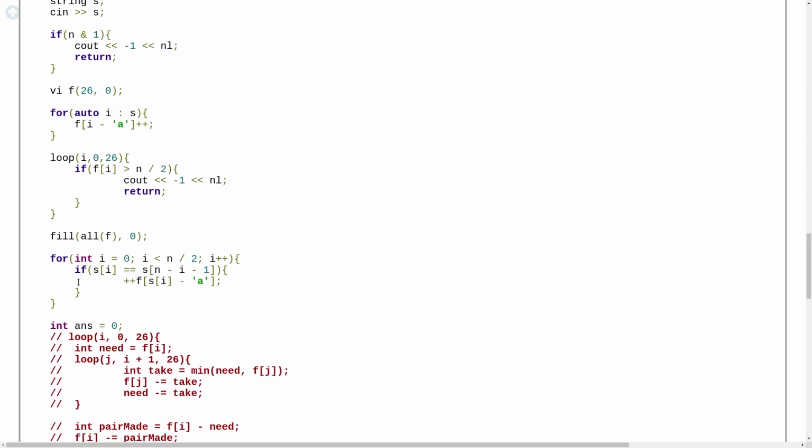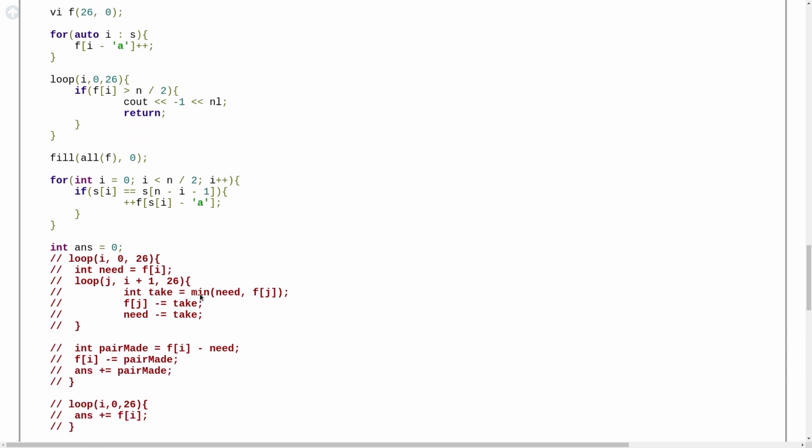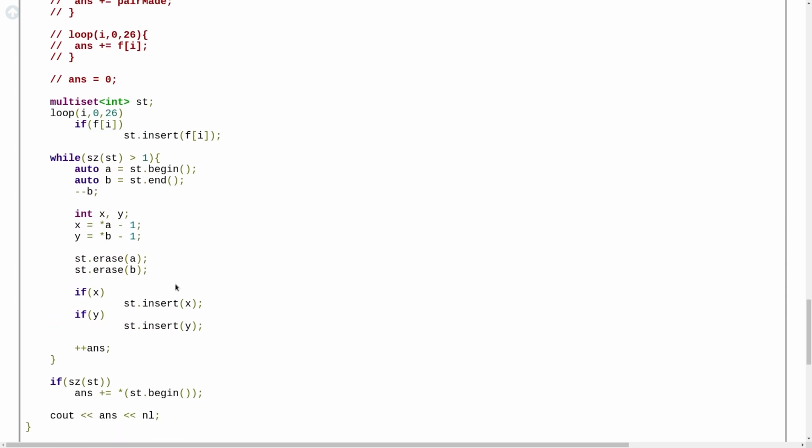Now I initialize all the values with 0 again, and I traverse through the first half of the array. I check whether there is a place where two characters are similar: the character at the ith position and the character at the n minus i minus 1th position. If they are the same, that means I have to change its position somehow. I'll increment that particular value. If the character A is matching, I have to change the position of one more A. Now I initialize my answer with 0.